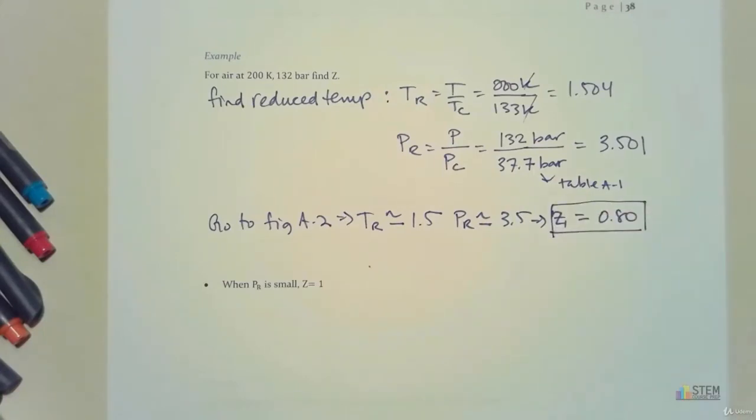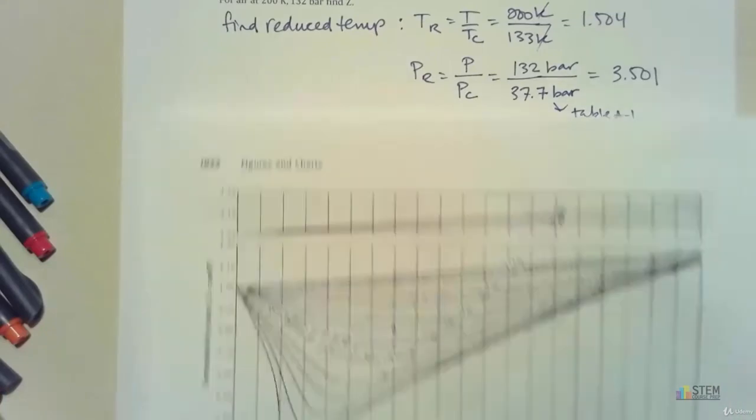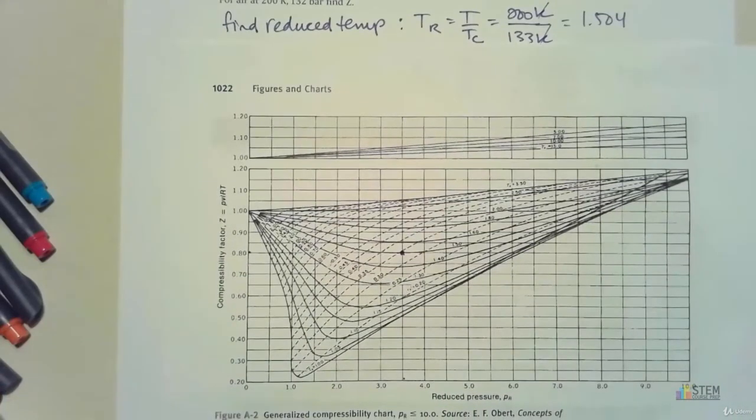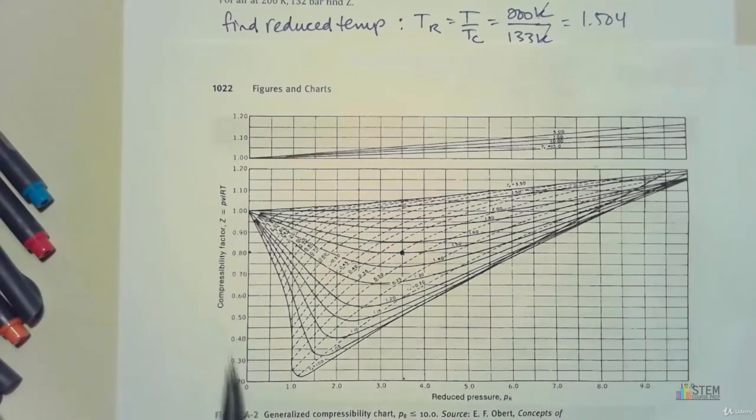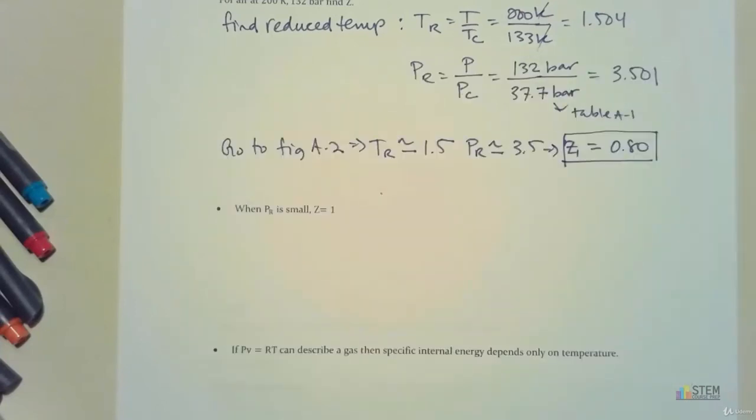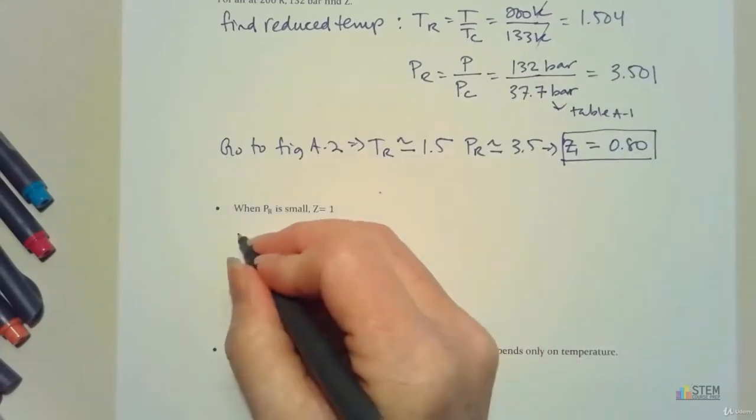If we look at this figure again, I just want to point out again, when our reduced pressure is small, all of our values are going to be 1. So regardless of temperature, everything else, we're always going to end up at 1 when our reduced pressure here is a small number. Now, let's use that information and see what we get.